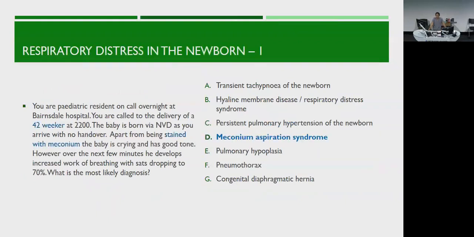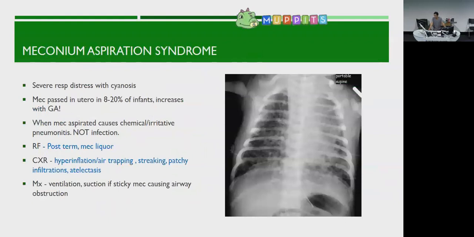As you guys have probably realized by now, a lot of peds is hyper buzzwordy, and often the diagnosis is put on a platter for you, and it's just a matter of know the buzzword, you know the answer. In this case, the 2 big ticket risk factors here is that this is a post-term bub who's had meconium stained liquor. So just a real quick revision of meconium aspiration syndrome.